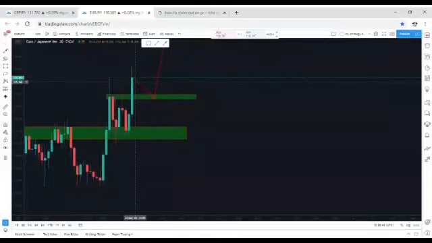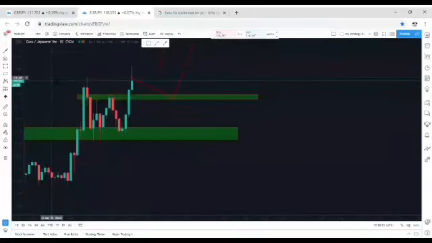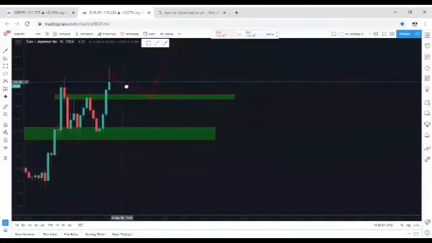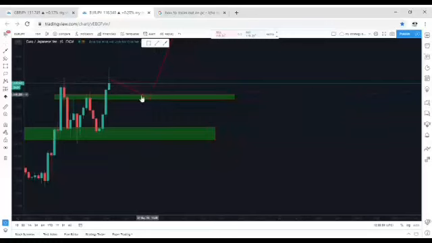Since I'm expecting this price to retrace back here and go up, now let's go to the 15 minutes to see if there will be retracement. You can see it's already retracing on the 15 minutes. Yeah, it's already retracing. So let's see. Okay, fine.